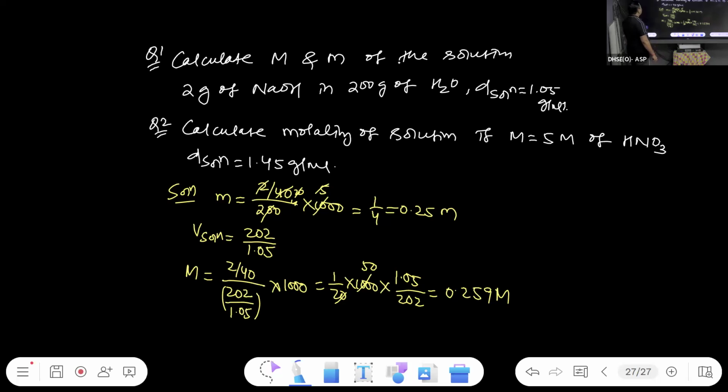Okay, next, calculate the molality of a solution. Molarity is 5 molar and density is 1.45. Density 1.45, molarity is 5. Students, there is a formula to relate molarity, molality, density and molar mass. But there are four variables: molarity, molality, density, molar mass. So with four variables, it is not easy to remember the formula. So we have to do it an easier way.